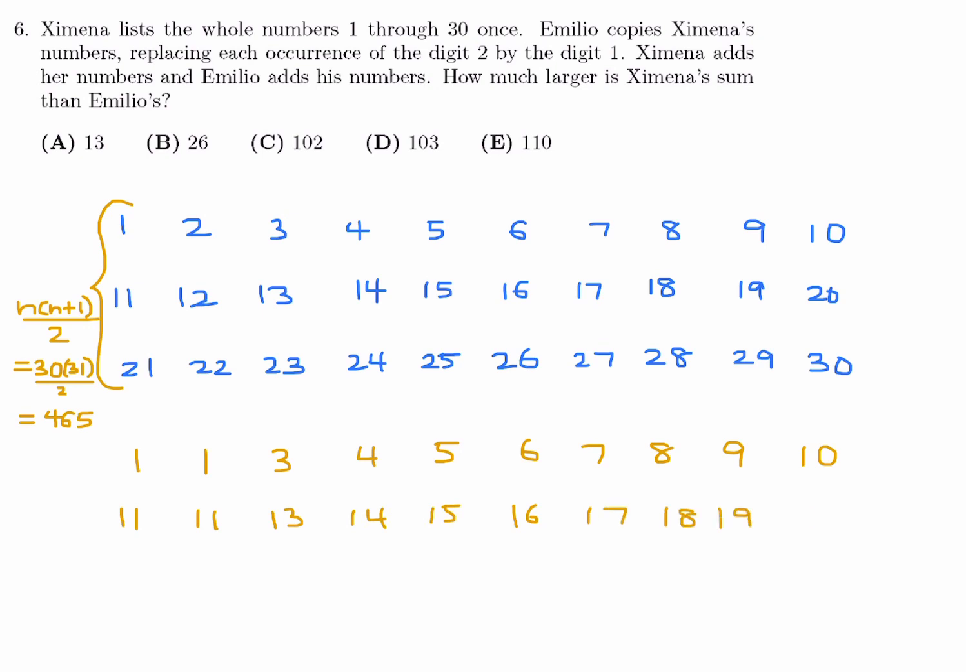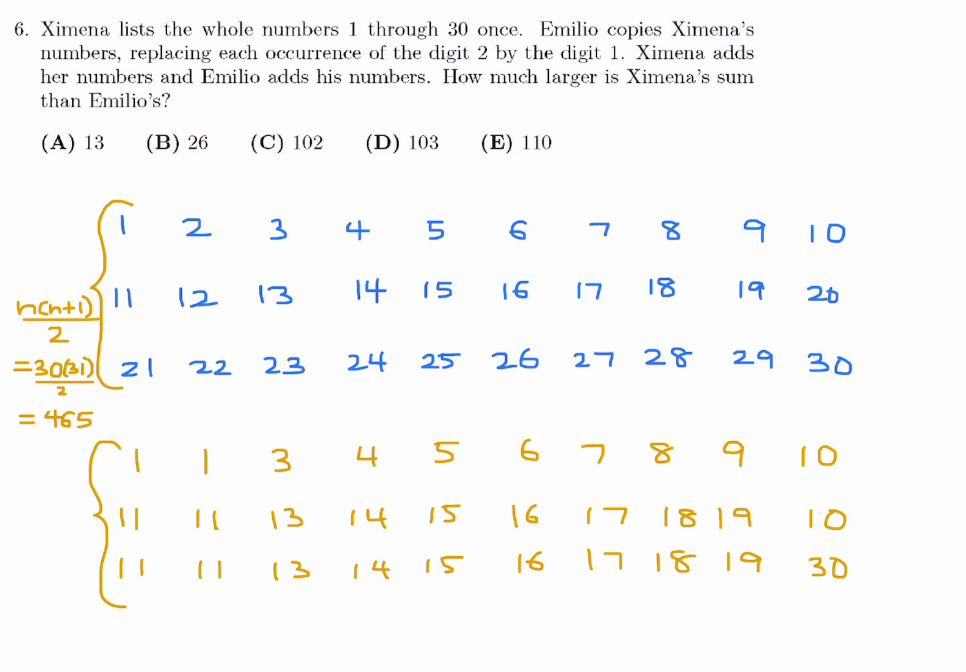It can't be a 20. It's got to be replaced by a 1. And all of these are changed. This is going to become 1, 1, 1, 1 again, 1, 3, 1, 4, 1, 5, 1, 6, 1, 7, 1, 8, 1, 9, and 3, 0. Okay, now we just got to add up these guys.